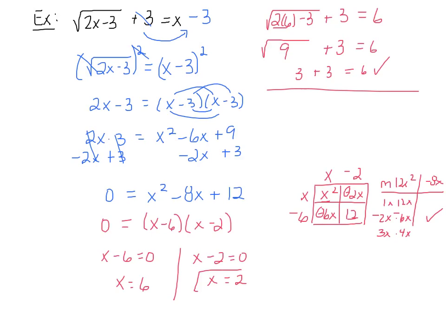Okay, now let's check the second one. So 6 is an answer. Now let's check 2. If I plug in a 2, I'm going to have the square root of 2 times 2 minus 3 plus 3, and then that also has to equal the x, which was 2. So let's see if that works. So the square root of 2 times 2 is 4. 4 minus 3 is 1. So that would be the square root of 1 plus 3. Does that equal 2? Well, the square root of 1 is 1, and then 1 plus 3 does not equal 2.